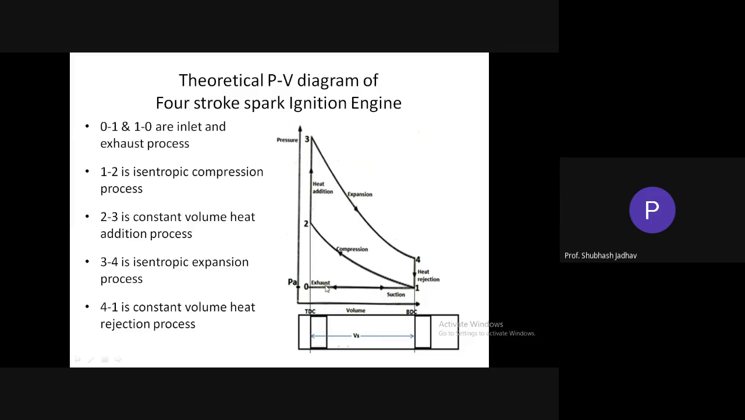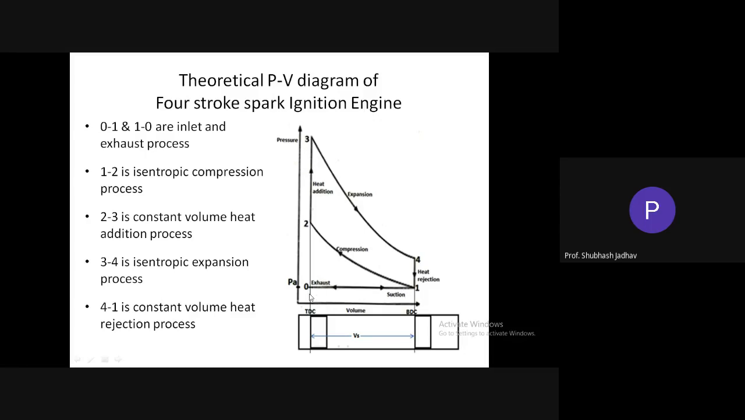So the pressure remains atmospheric throughout. Therefore, it is a horizontal line, because this is an axis on which we have put the pressure. Since the pressure is not changing, it will not go up or down. If it goes up, it means pressure has increased. If it goes down, it means pressure has decreased. But since the pressure is neither increasing nor decreasing, the line becomes horizontal. That is, 0 to 1 is a horizontal line.